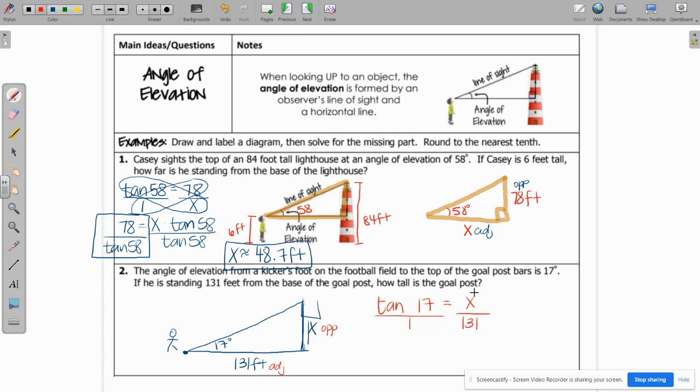So again, setting cross products equal, 1 times x is x. That equals the other cross product, which is 131 times the tangent of 17. And when you type that in your calculator, and your calculator is in degrees, we could say that x is about 40.1 feet. And you can put approximately there as well. So that means that the goalpost is about 40.1 feet tall.